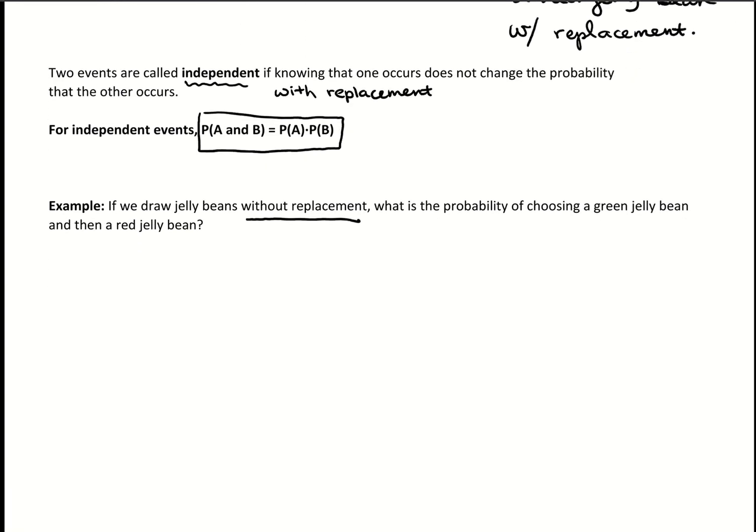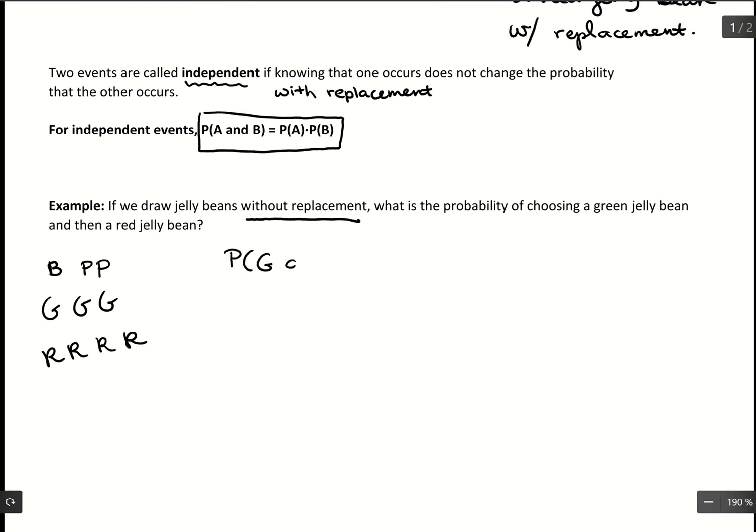So let me just write out the letters for our 10 jelly beans here. We have 1 blue, 2 purple, 3 green, and 4 red. So if we draw jelly beans, what is the probability of choosing a green jelly bean and then a red jelly bean? So let's start with using our multiplication rule. So we're looking for this probability of green and red. But when we write our probabilities, we have our first event, which is just the probability of drawing a green jelly bean. That's not going to change. That's still going to be 3 out of 10 there.